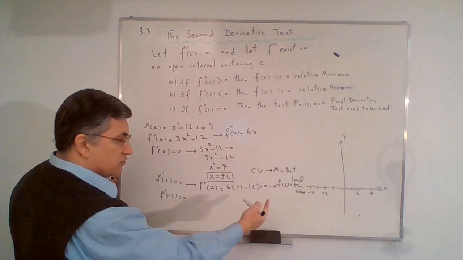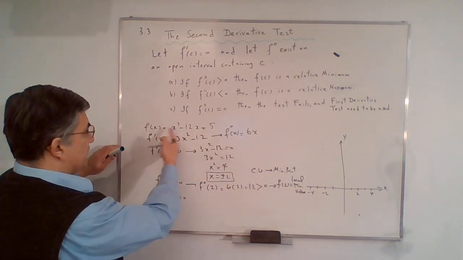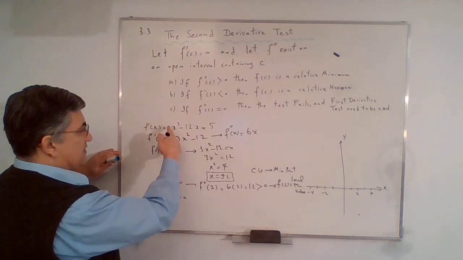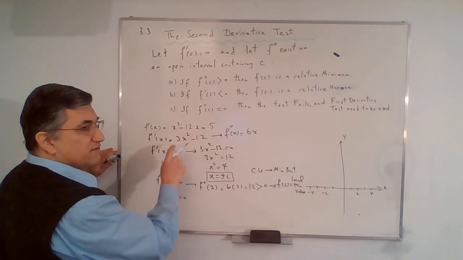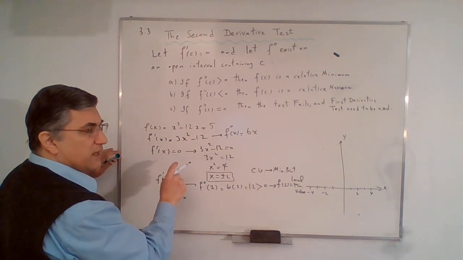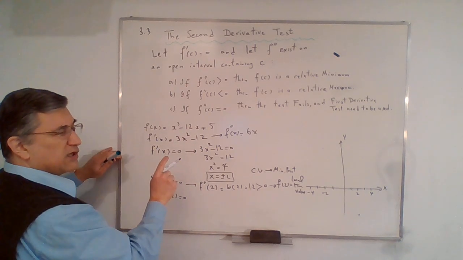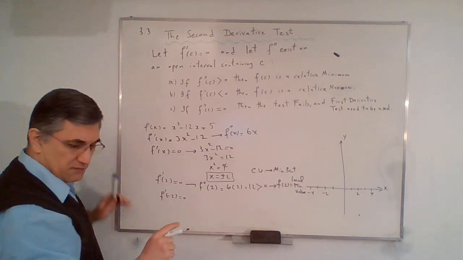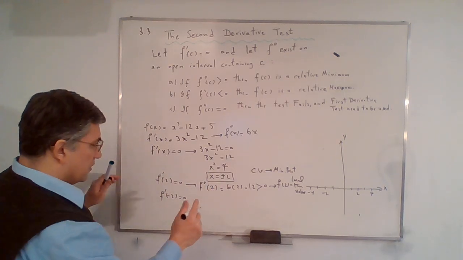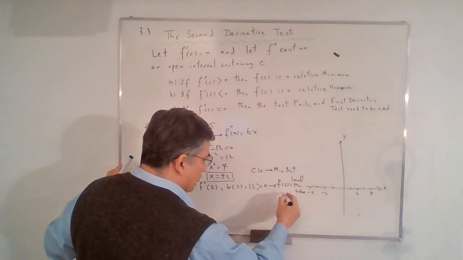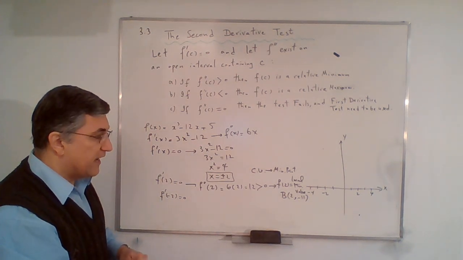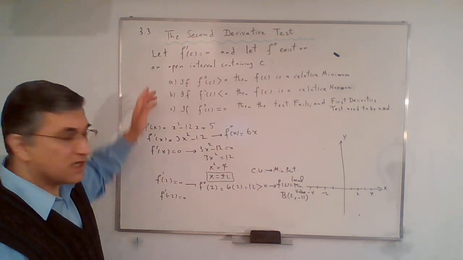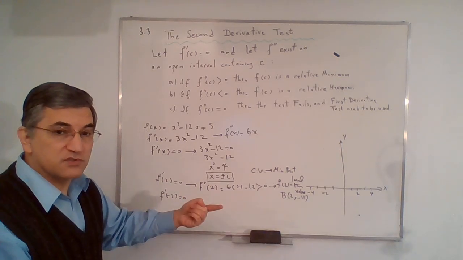So making a long story short, f at 2, I have to plug it here. So 2 cubed is 8, 8 and 5 is going to be 13. 13 minus 24, that's negative 11, right? It's going to be negative 11. So I can say the point, let's say point B, coordinates are 2, negative 11. This point is a local minimum point. And I found this using the second derivative test. I didn't construct any charts for the first derivative.